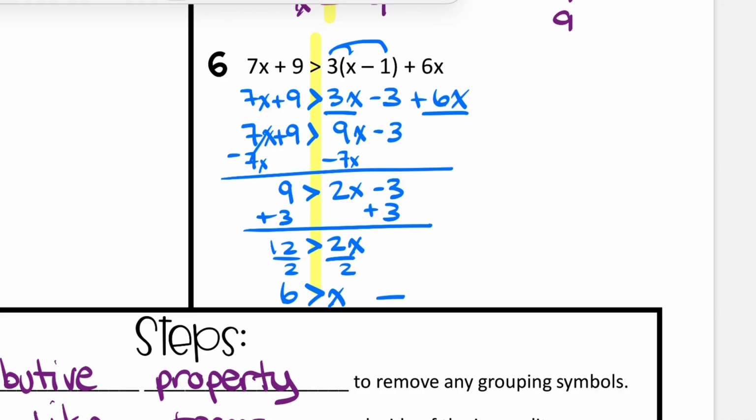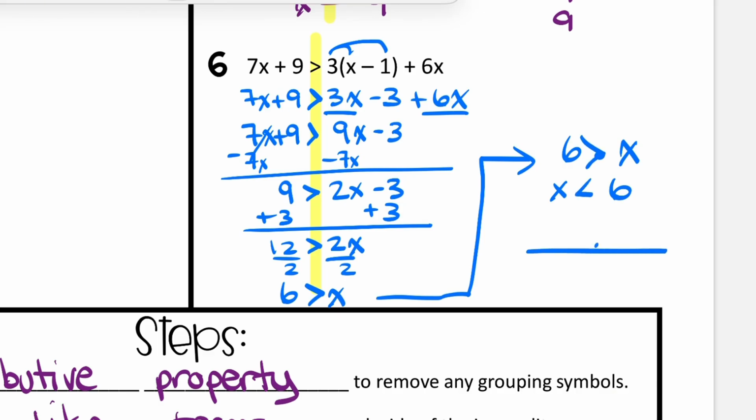Now, when I take that 6 is greater than x, that's very difficult to graph. So I have the inequality pointing to the x. I am going to swap my x and my 6, but I'm going to keep the symbol pointing to the x. So x is less than 6, much easier to graph. Put an open circle at 6, and it's going to the left.